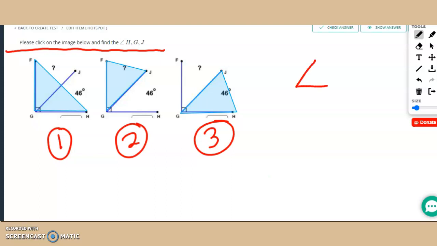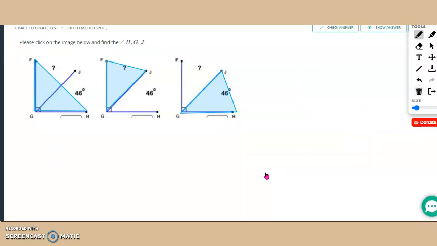When it sees that little angle symbol, that means angle of. That's the angle of. And it's saying HGJ. Okay, so we're looking for the inside angle. We're looking for the angle of HGJ.